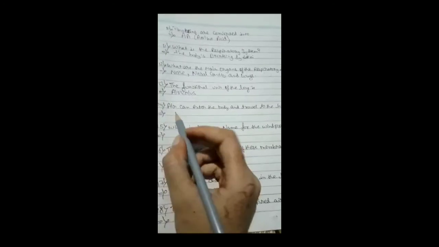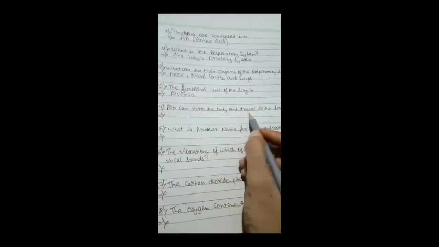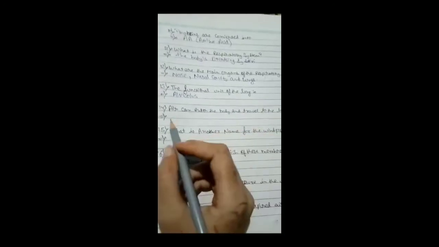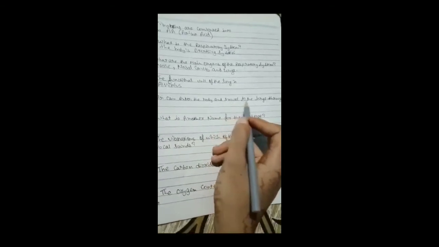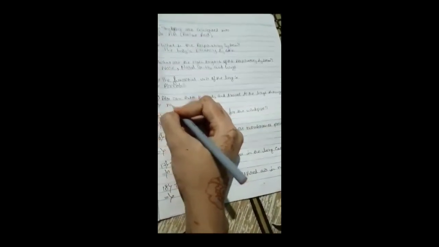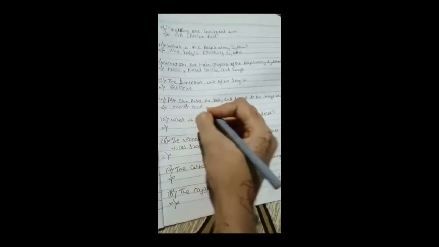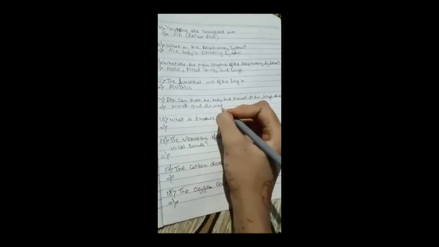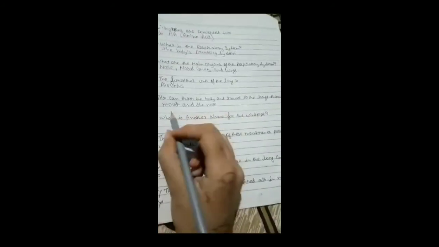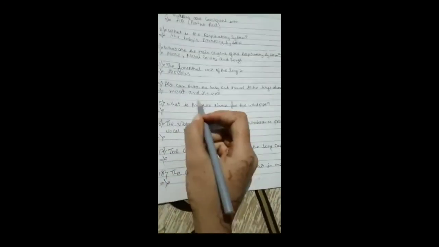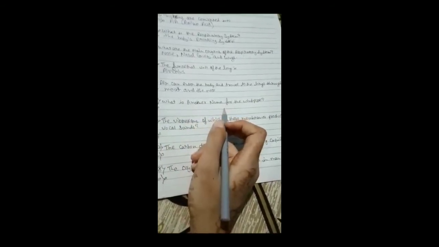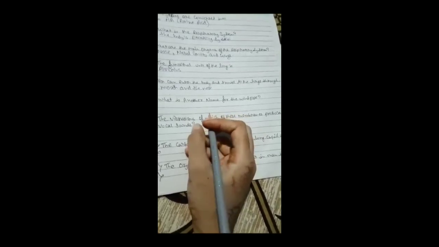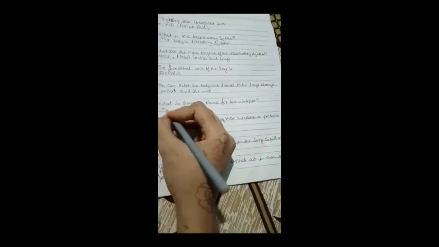My 14th question is, air can enter the body and travel to the lungs through? The mouth and the nose. My 15th question is, what is another name of windpipe? Answer is trachea.